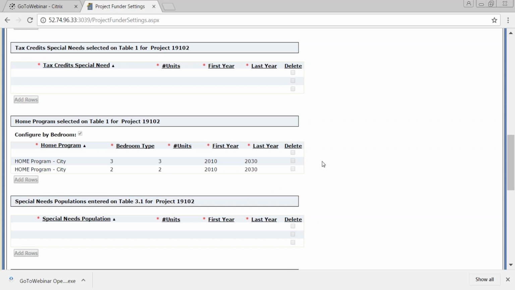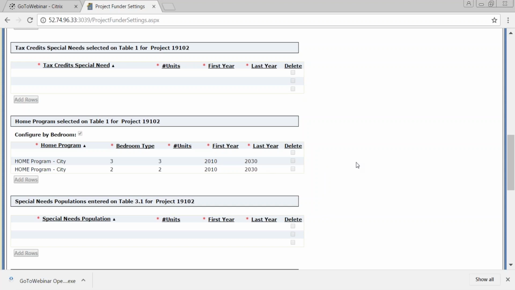The HOME program has a specific HOME period of affordability. For new construction, it's always 20 years. And for acquisition, rehabilitation of an existing property, the HOME period of affordability can be 5, 10, or 15 years, depending on the amount of HOME funding provided for that rehabilitation. So this means that this is a new construction, so there's a 20-year HOME period of affordability.